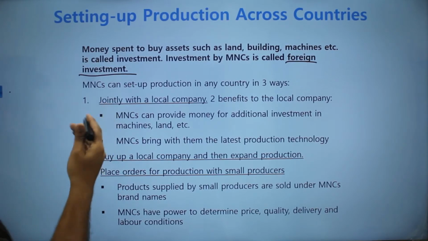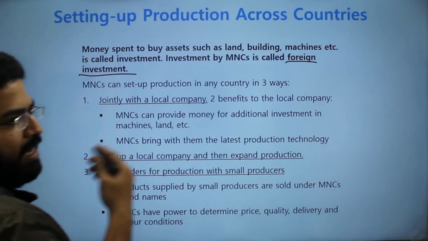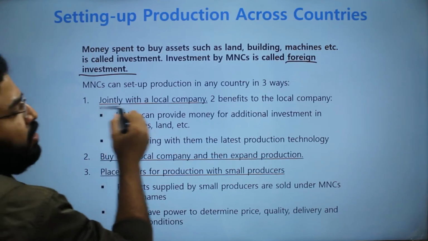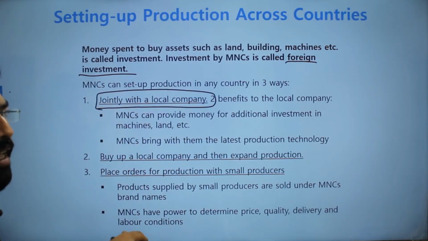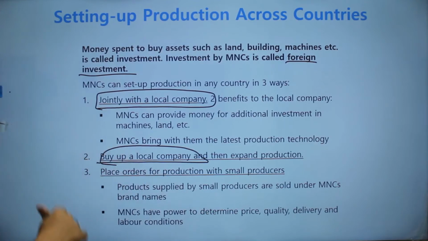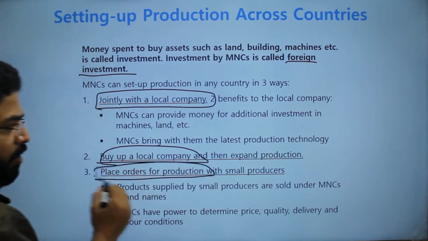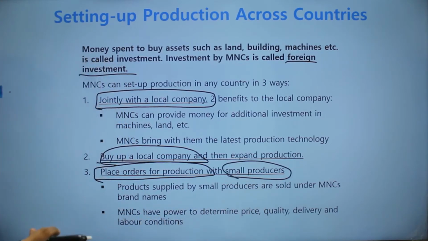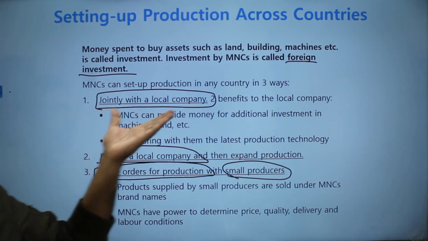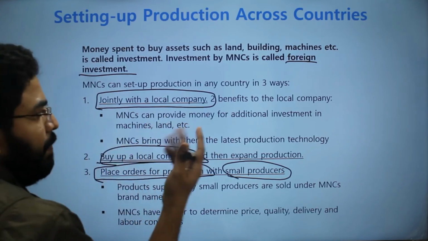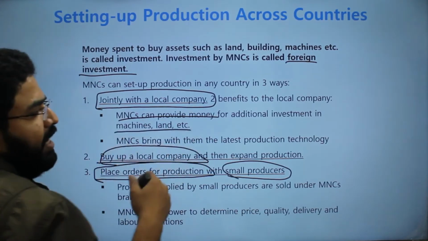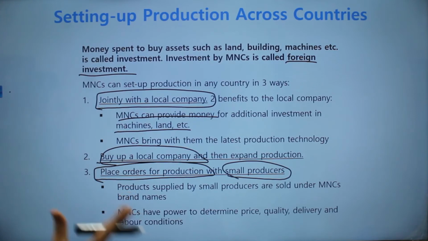So, when we talk about production by MNCs, let's take an example of Apple. If Apple wants to manufacture their iPhone in India, first they can jointly manufacture it with the help of a local company in India, or they can buy a local company in India and then expand its production, or they can place orders for production with small producers. So either of the three ways works for them, and depending on what benefits they get. Like in the case of the first, jointly with the local company, the local company gets a benefit that the MNC will be providing money, so they get additional foreign investment, they can buy machines, land, etc. So this really helps them to grow.